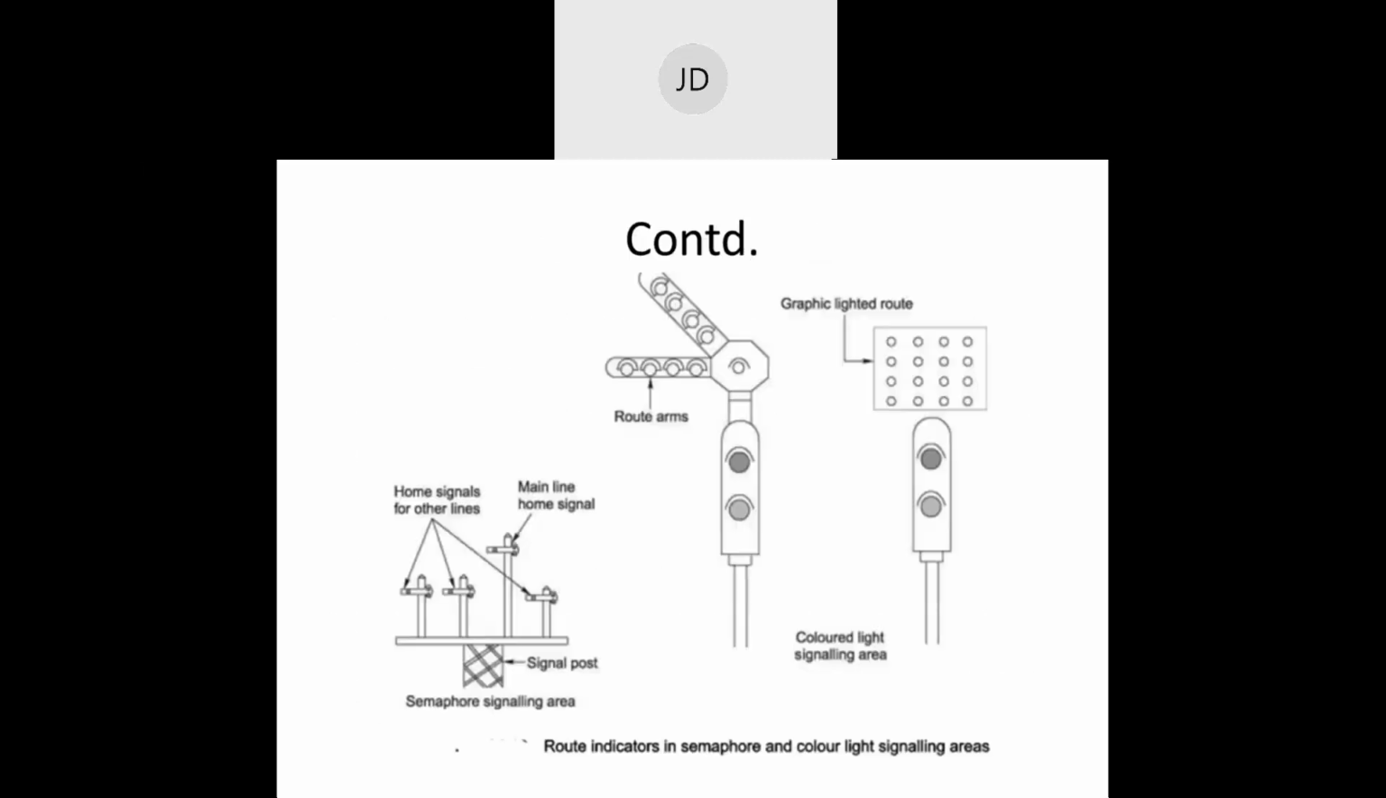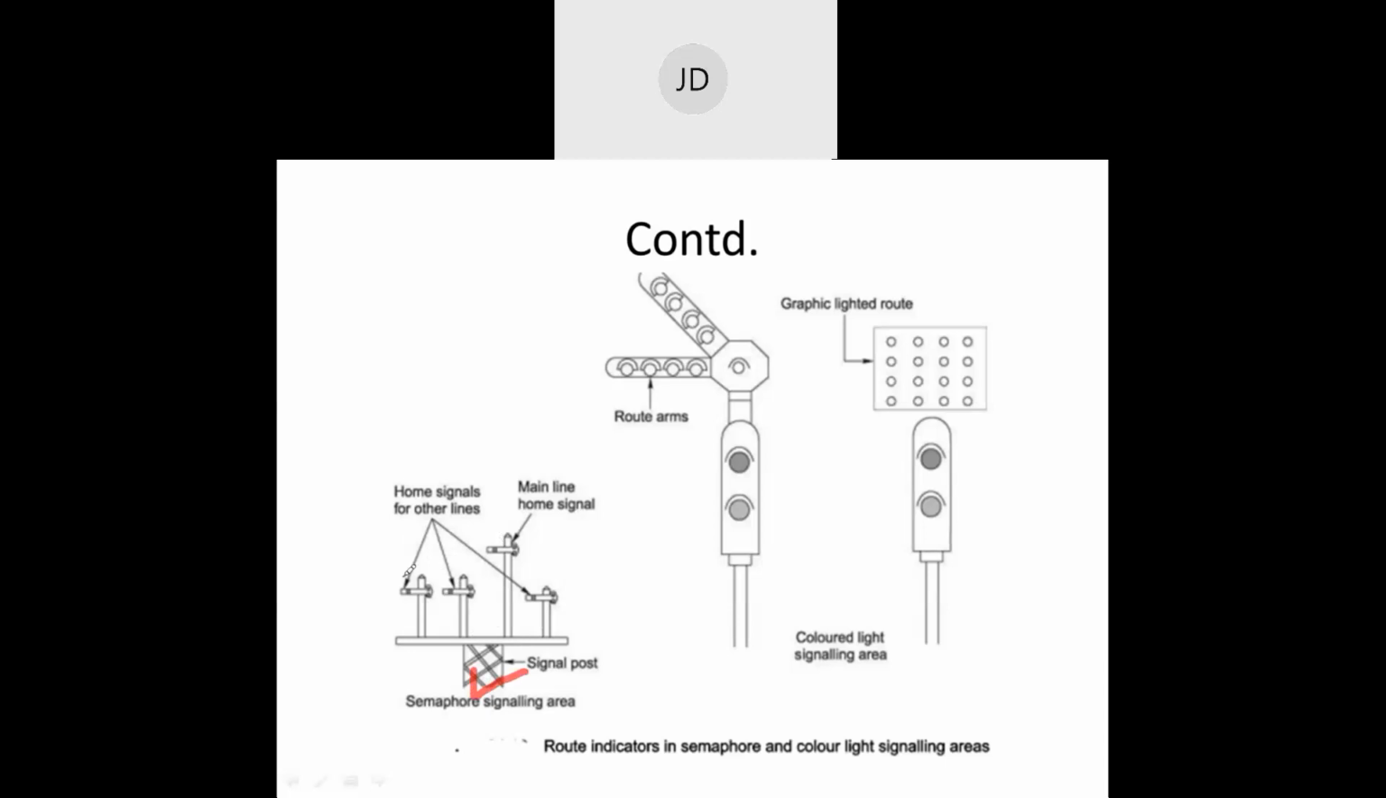Okay, so here you can see some diagram for routing signal. It is basically a combination of different signals. So this is basically a semaphore type of signaling. This is your color light system. Here you can see it is a single post.